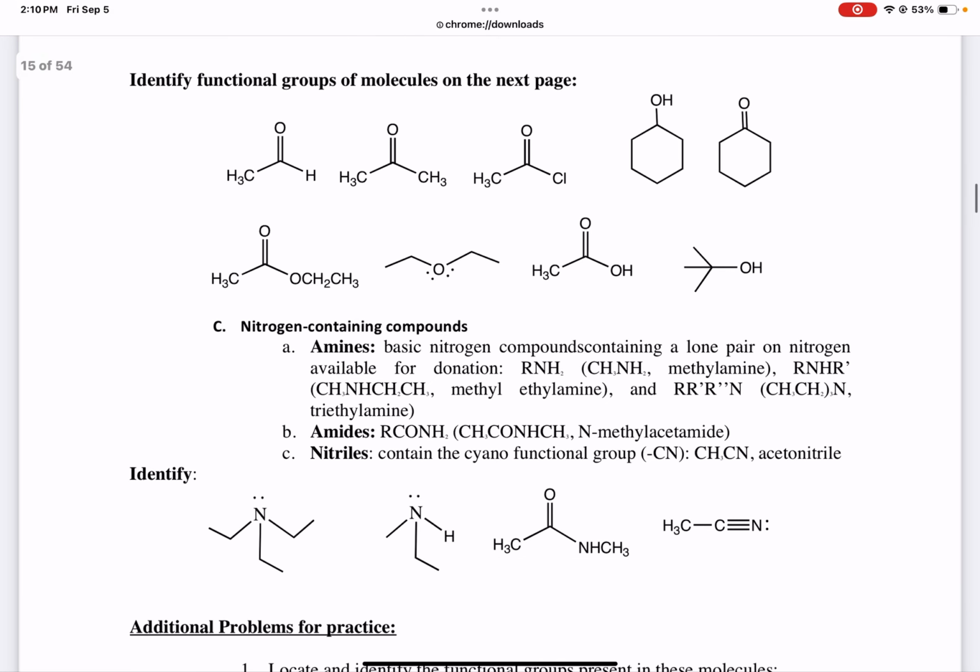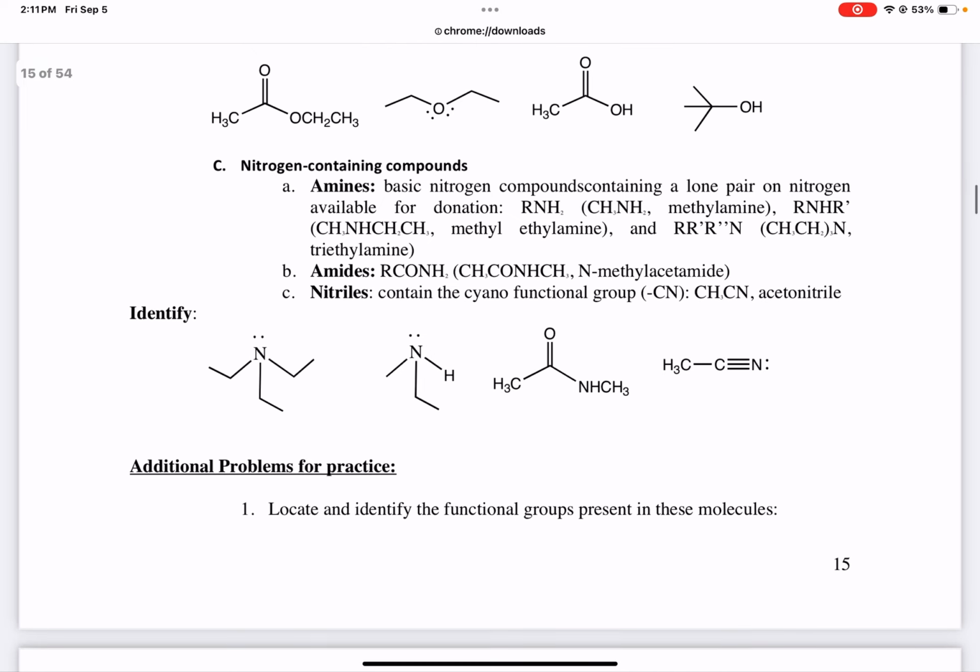So this is a good example here. Identify the functional group of the molecules on this page. Going from left to right, the first one is an aldehyde because it's got C double bond O and a hydrogen. The second one is acetone, a CH3 on both sides, double bond O in the middle, that's a ketone. The third one is an acid chloride because it's got the double bond O and chloride, we call it acid chloride. The cyclohexane with the OH, that is an alcohol. And the cyclohexane with a C double bond O, that's a ketone. Okay? So on and so forth.